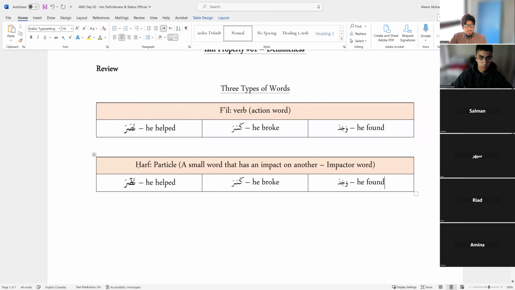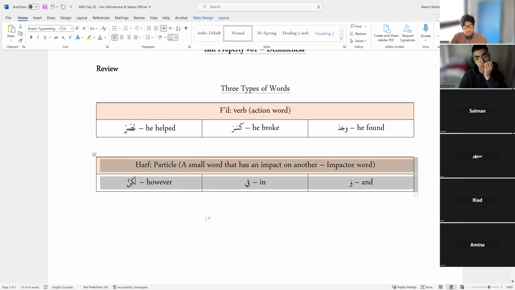Okay, cool. And some examples of harf would be something like lakinna, right? And that means however, or fi, which means in, or wa, right? Which we said is a very common one that comes up in the Quran and text in general, which usually means and, right?